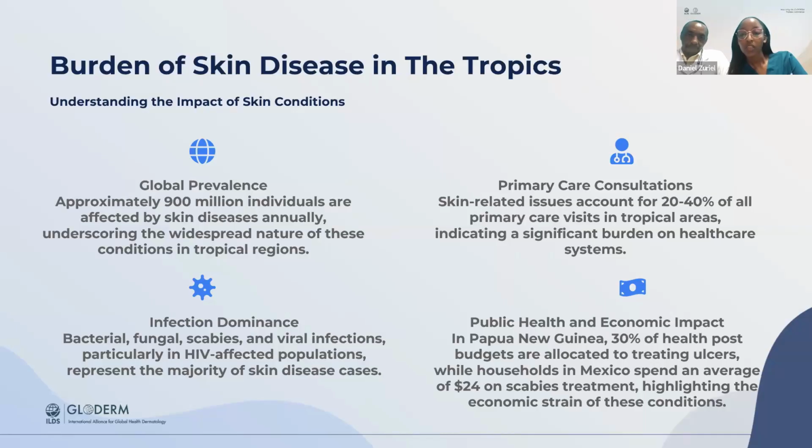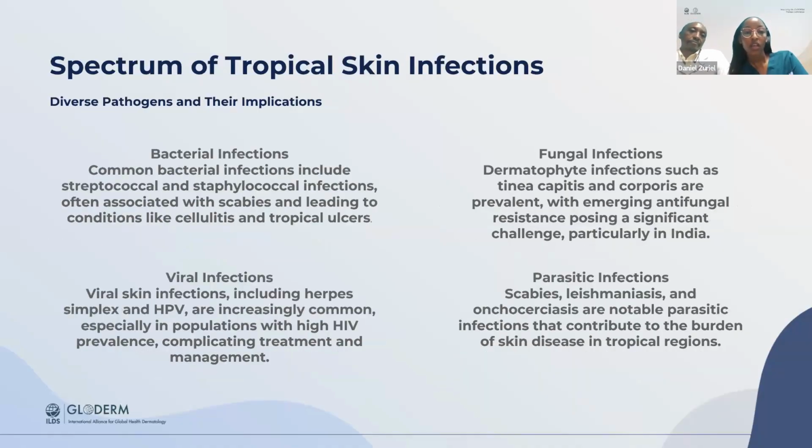In Papua New Guinea, 30% of the health post budgets were found to be allocated to treating ulcers. And some households in Mexico were found to spend an average of $24 in managing scabies. This highlights the economic strain of some of these conditions. These tropical infections range from bacterial, fungal, viral, to parasitic infections, and the majority of them in the past few years have been found to be fungal infections, especially in areas with very poor living conditions and poor sanitation. One example is India.